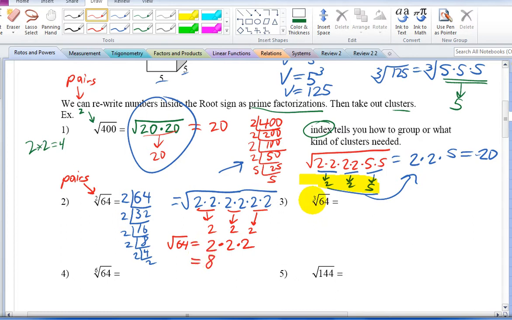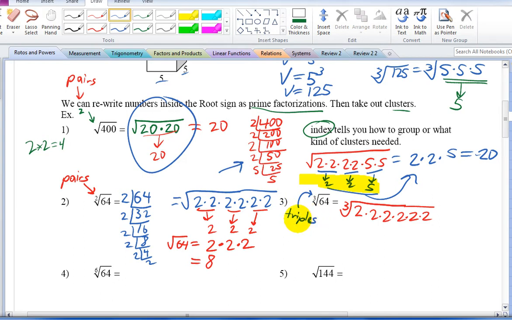Let's look at the next one. The cube root of 64. Well, we already know that equals the cube root of, notice I wrote the 3 inside the check mark. That's really important. The 3 should go inside the check mark right here. Okay, that's really important to notice. So we had 6 of them. And the index 3 tells us to look for triples.